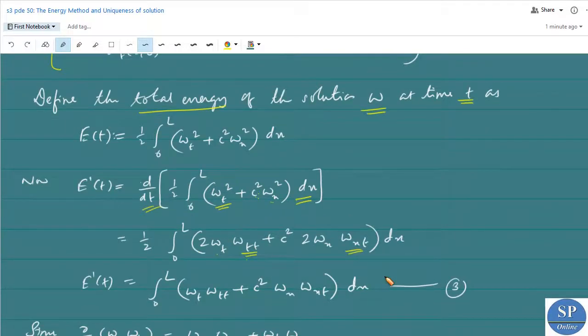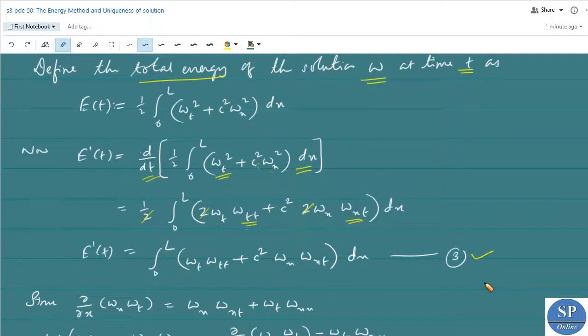Now this is equal to, dividing by 2, we get Wt Wtt plus c square into Wx Wxt dx. So this is the derivative of the total energy.